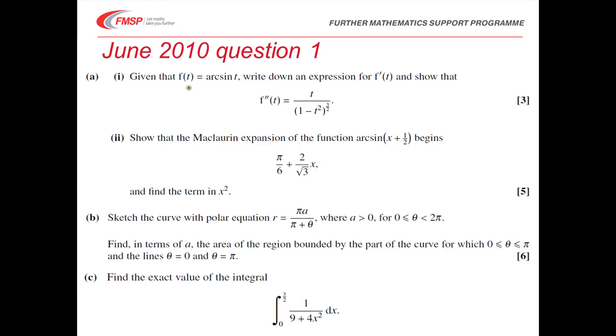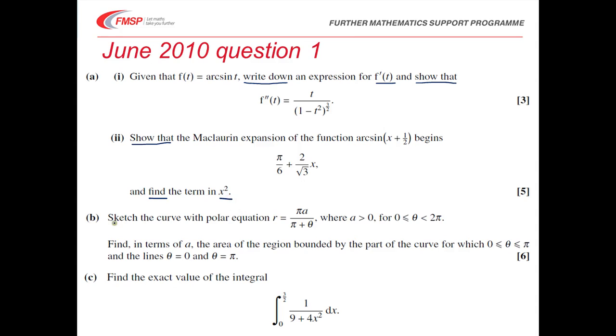For Part A on series, we're given a function and asked to write down an expression for its derivative and to show that its second derivative is the expression given. We're then asked to show that the Maclaurin expansion of the function arcsine of x plus a half begins as follows, and then to find the next term in x squared.